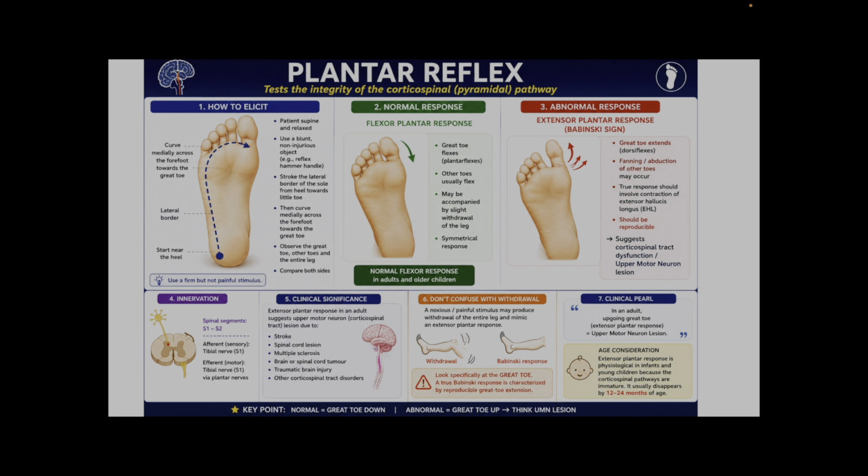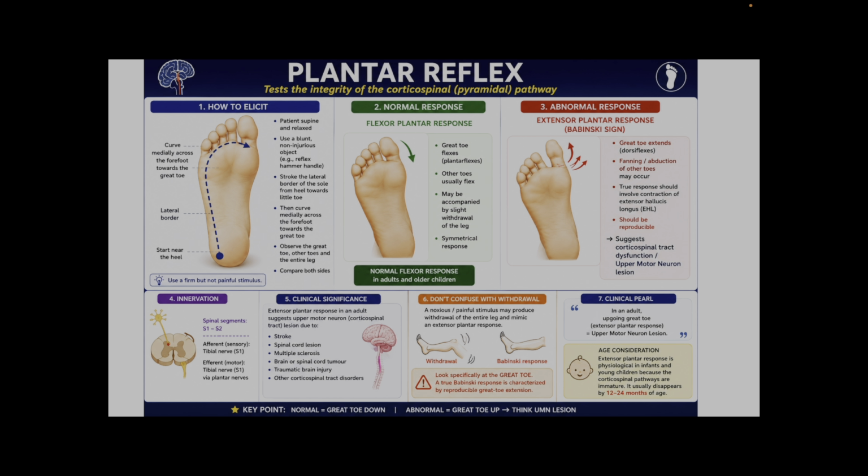An extensor plantar response is physiological in infants and young children because the corticospinal pathways are still maturing. It usually disappears by about 12 to 24 months. So when does it disappear? By about 12 to 24 months.